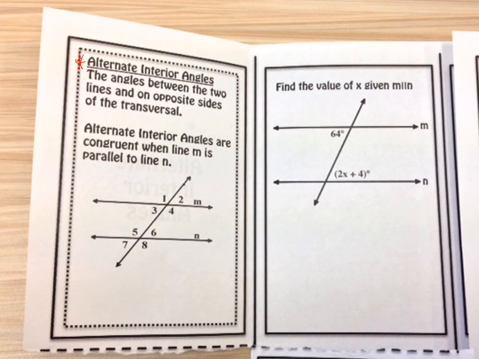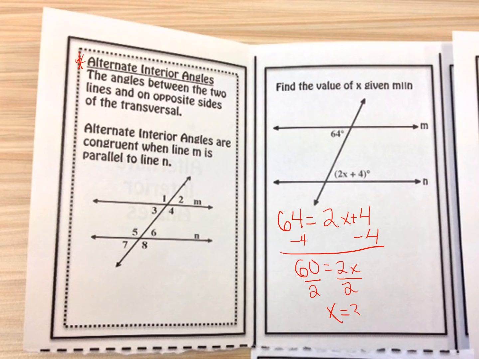So we can set up our algebraic equation as 64 equals 2x plus 4. And from here, it's just a two-step equation, right? So we subtract 4 from both sides. We get 60 is equal to 2x. Divide by 2, and x is 30. As simple as that. So we're going to start using these ideas of alternate interior angles to set up equations, and we'll see how some of the other types of angles can help us set up algebraic equations as well.